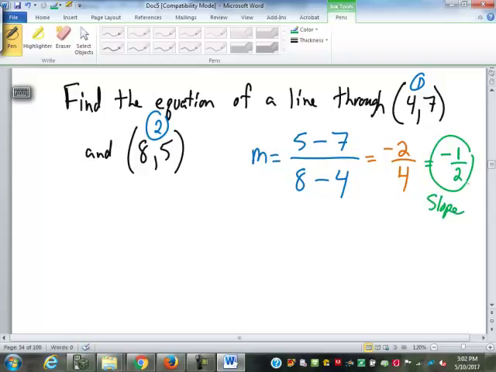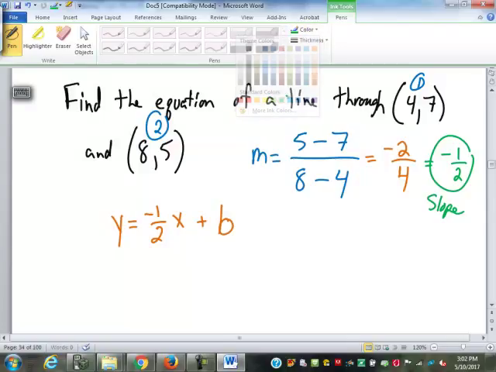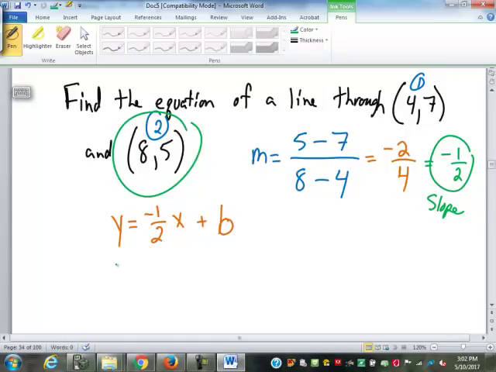So I know now that my equation takes the form y equals that slope times x, so -1/2 times x, plus whatever that y-intercept is. So I put in b. To find b, we've done several of these where we had a slope and a single point. Here we have 2 points, and it doesn't matter which one we use. I'll just take this one since it's right there. What goes in for y?